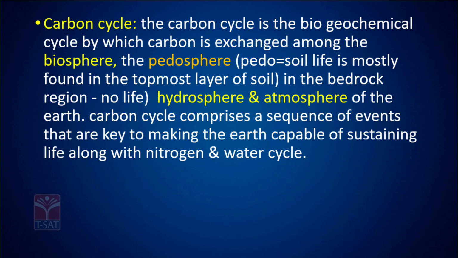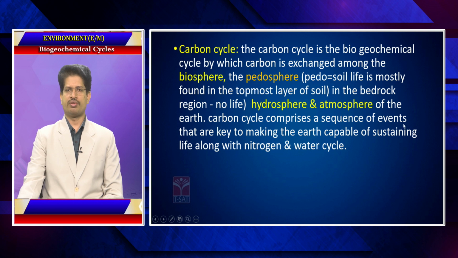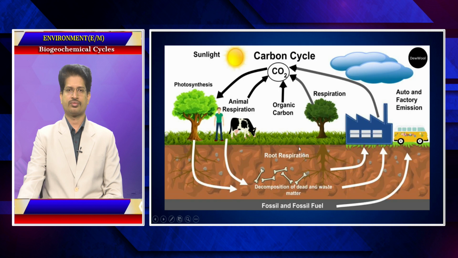The carbon cycle comprises a sequence of events that are key to making the earth capable of sustaining life, along with the nitrogen and water cycles. In the carbon cycle, the carbon dioxide present in the atmosphere is absorbed by the plants and fixed in the process of carbon sequestration, because living organisms contain a certain amount of carbohydrate or carbon-containing molecules. Carbon is trapped in the plants.